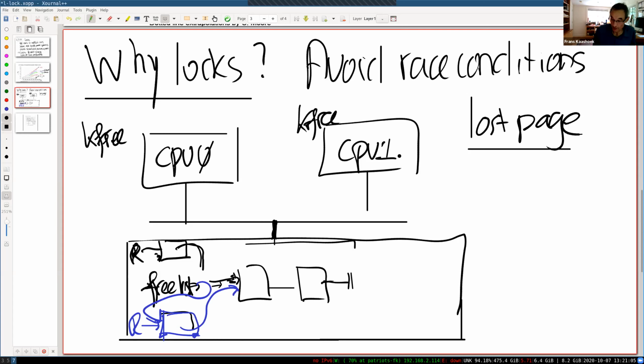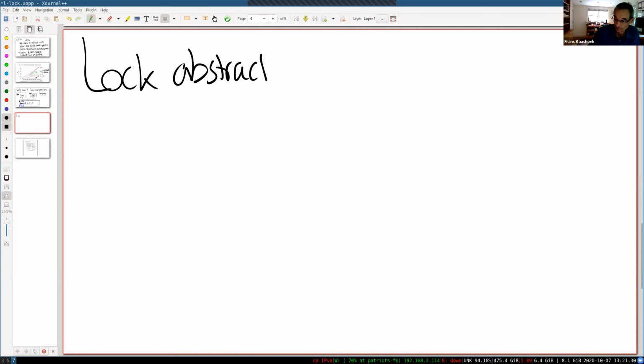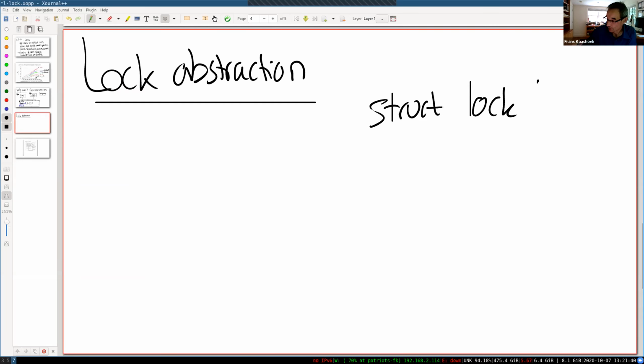Okay. One way, and a very common way, to address this problem is to use a lock. So let me talk a little bit about locks in more detail. What is the lock abstraction? It is just an object like any other object in the kernel. There's something called struct lock, which has some fields to maintain state about the lock. And it has a pretty straightforward API.